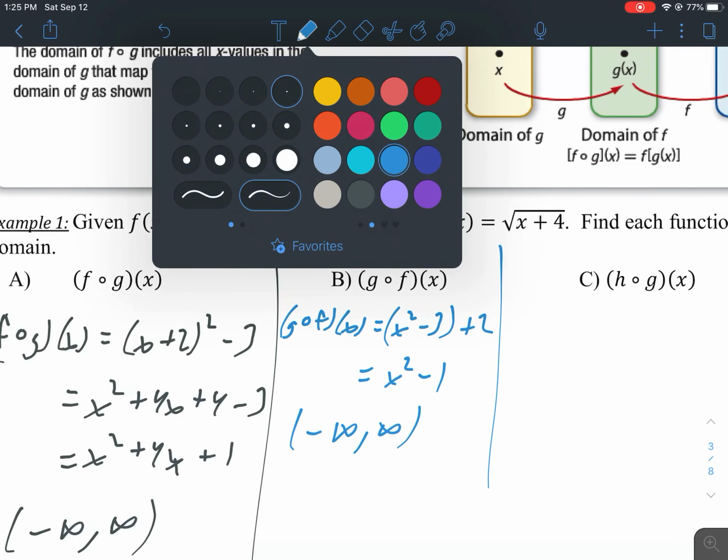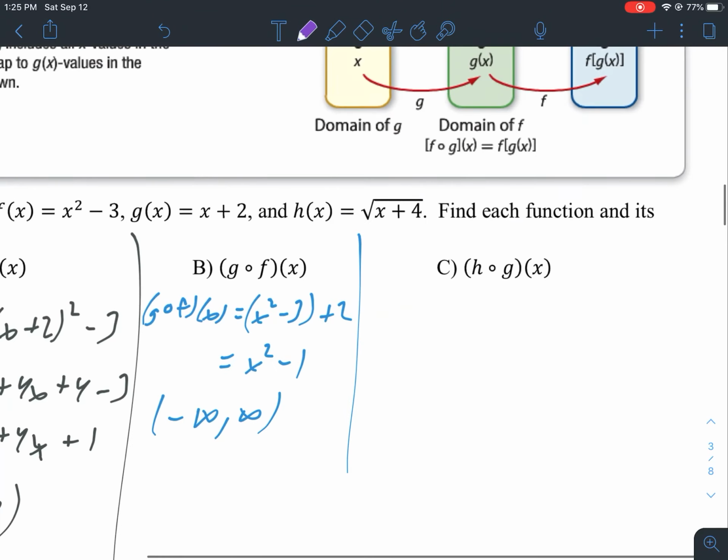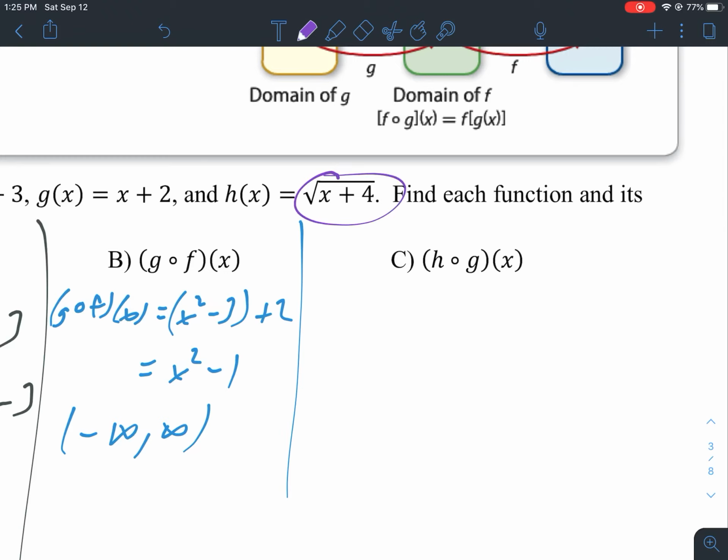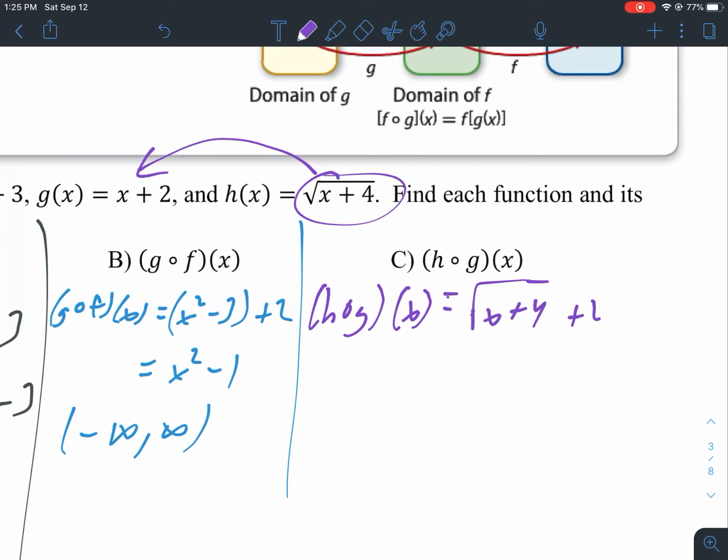So last one, h of g. We're going to take g and put that in for x in h. So that would be root x plus 4 plus 2. So this time we do have a restriction here. Remember, we can't take the square root of a negative number, so I need x plus 4 to be greater than or equal to 0. So x has to be greater than or equal to negative 4.